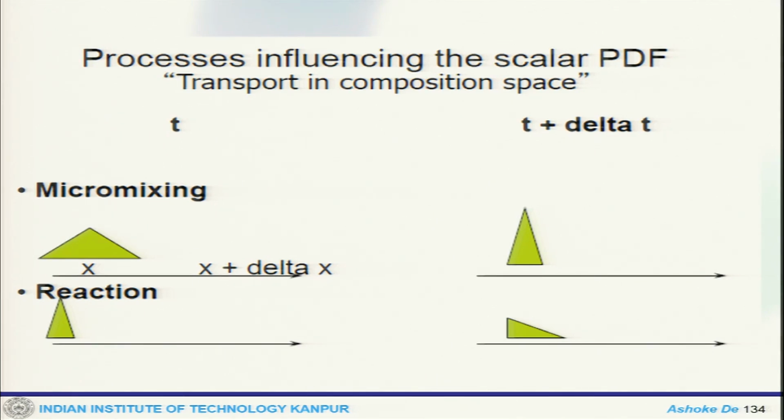Then similarly the micro mixing term. So, here is position x, then t plus delta t; because of micro mixing, it takes a different shape. Similarly, due to reaction, at the next time level this becomes like this. So, reaction will essentially lead to the consumption or production of some of the species, and that will be like that.